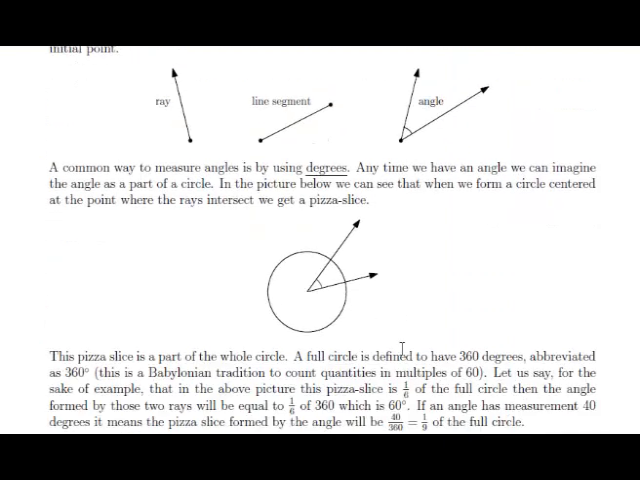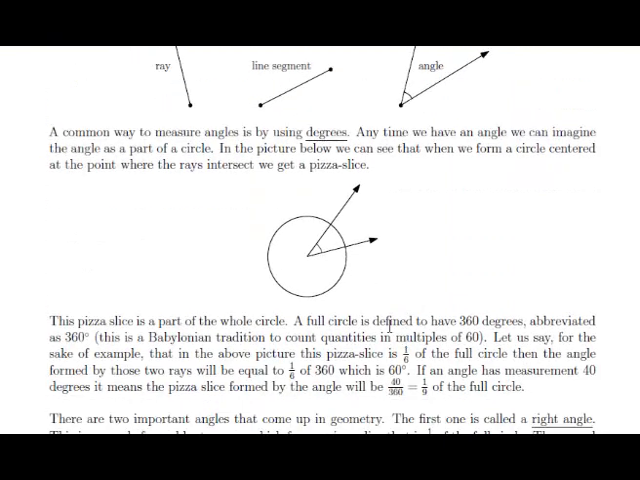Angles are measured using degrees. Now, a full circle, in other words, all the way around, is 360 degrees. You're going to see that over and over again. A full circle is 360 degrees. So an angle is really measured as a percentage of the circle.